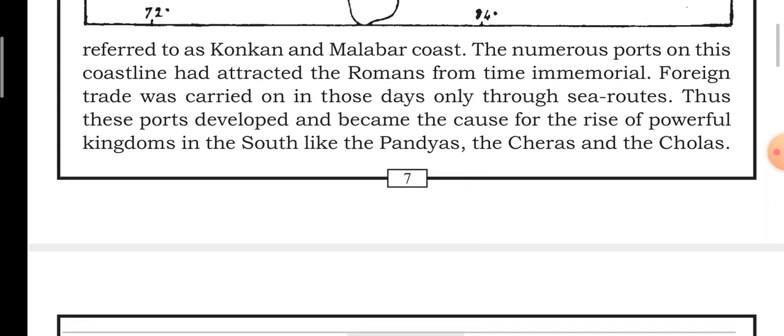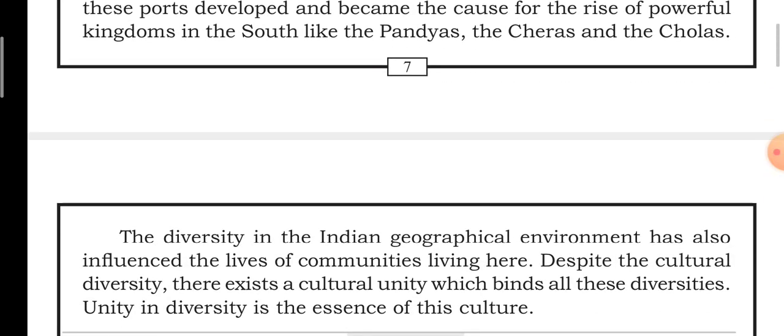Thus these ports developed and became the cause for the rise of powerful kingdoms in the south like the Pandyas, Cheras, and the Cholas. So due to the development of these ports, such powerful kingdoms rose, like the Pandyas, Cheras, and the Cholas.